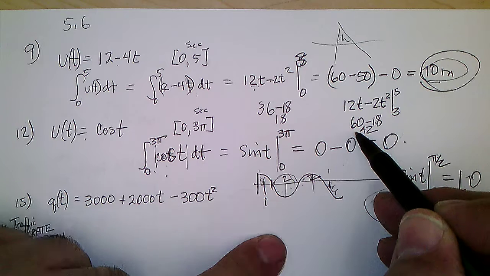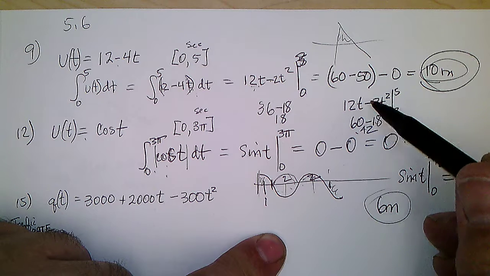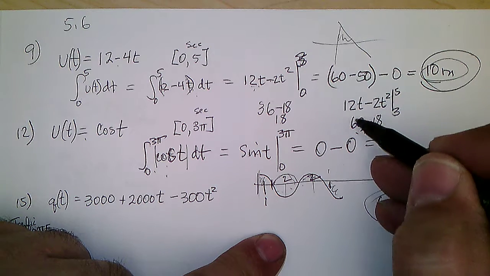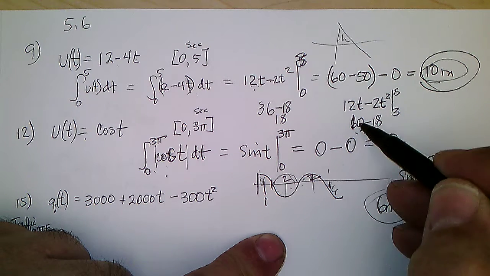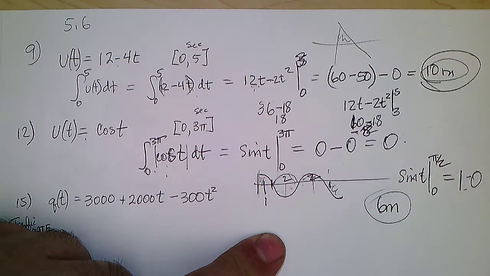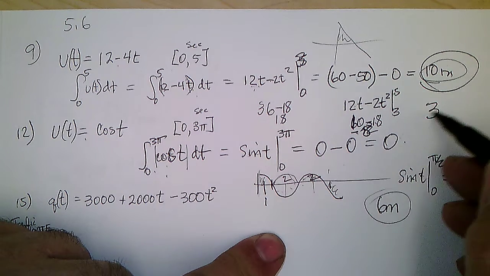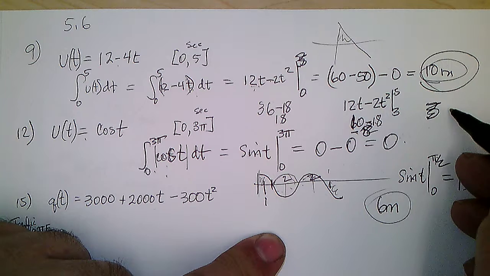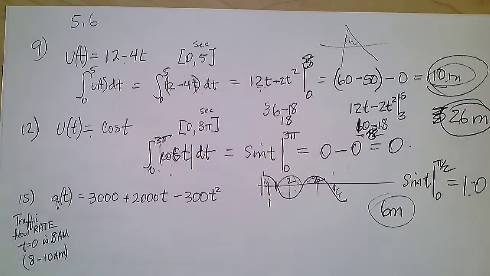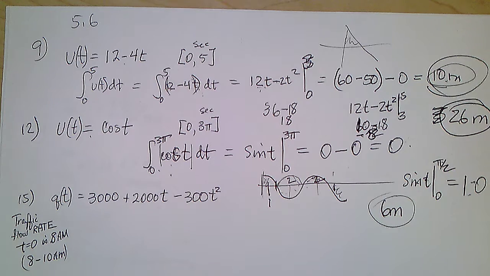And let's see, 5 in there, 60 minus 50 is 10. 3 in there is 18. Minus 18, that's negative 8. And I have to take the opposite, so that'd be plus 8. So 8 plus 18, it's gone 26 meters total distance, but it's only 10 meters from where it started. Okay, forgot to do displacement and distance.